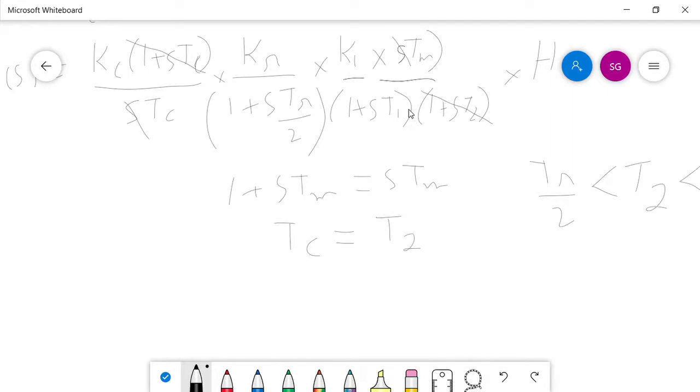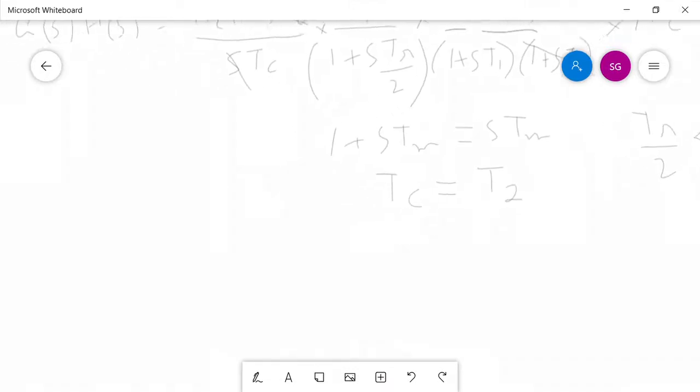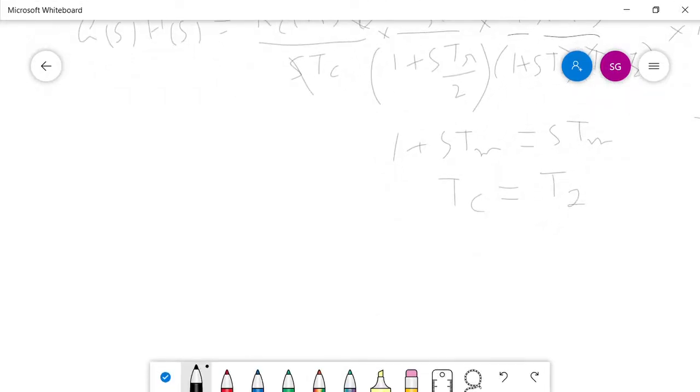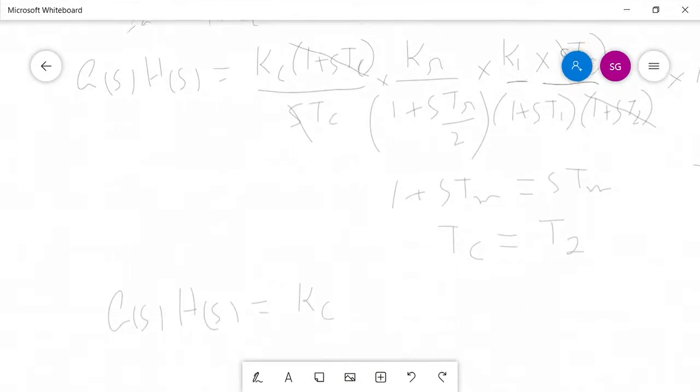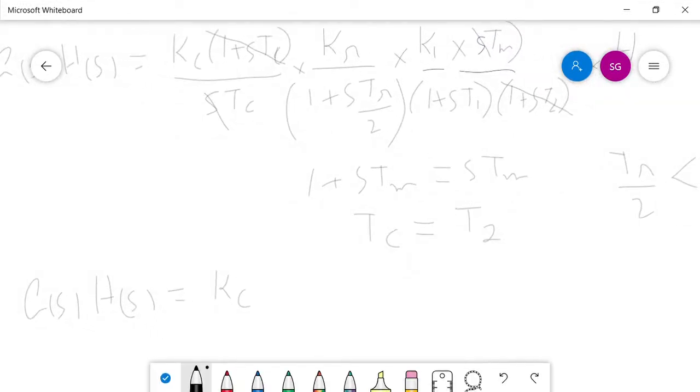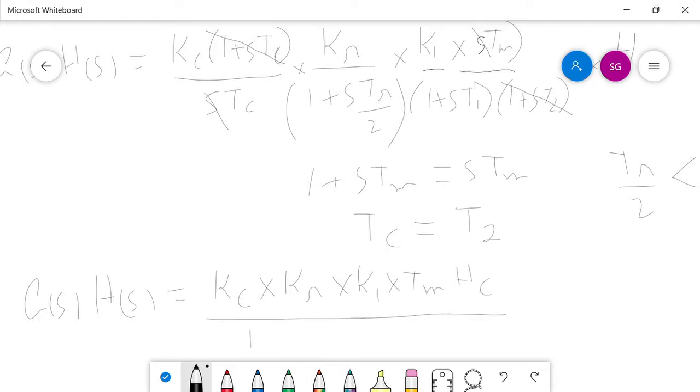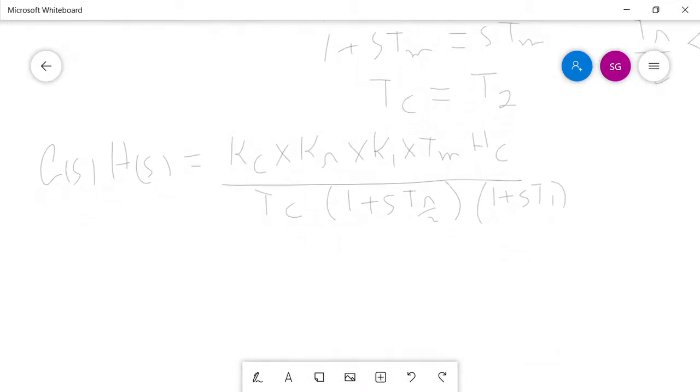So we can take the constant to be 1. So our G(s)H(s) will come out to be Kc into Kr into K1 into Tm into Hc upon Tc and into the two poles, 1 plus STr by 2 and 1 plus ST1. So here it is our G(s)H(s).